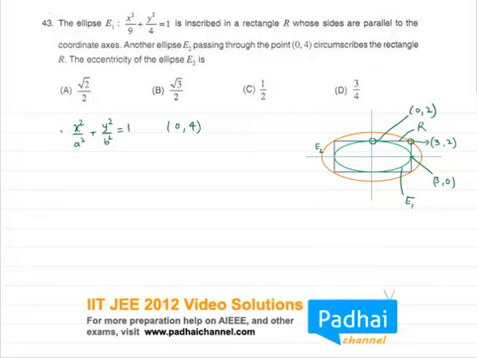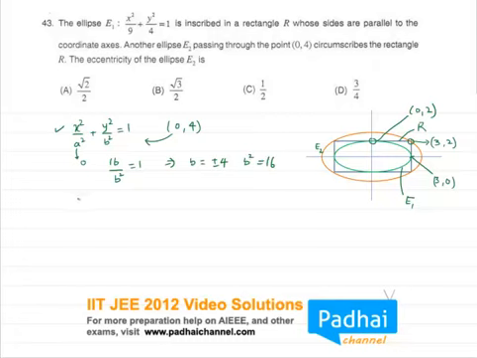So from this equation, by putting this point in it, I can find the value of b easily, because this term will become 0 if I put this point, and this will be 16 by b square equal to 1. That implies b for the new ellipse comes out to be plus minus 4, or I can say b square is equal to 16.